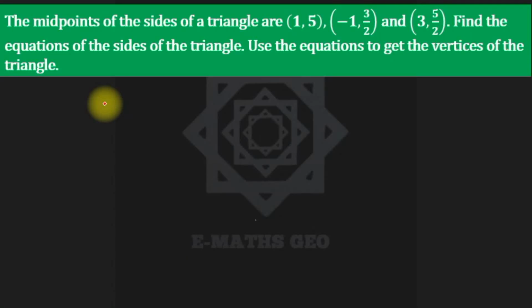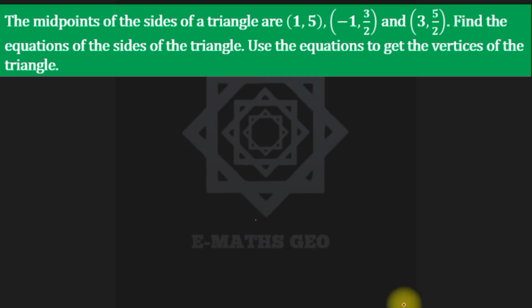Okay, welcome. The midpoints of the sides of a triangle are (1, 5), (-1, 3/2) and (3, 5/2). Find the equations of the sides of the triangle. Use the equations to get the vertices of the triangle. So it's a very tricky question.